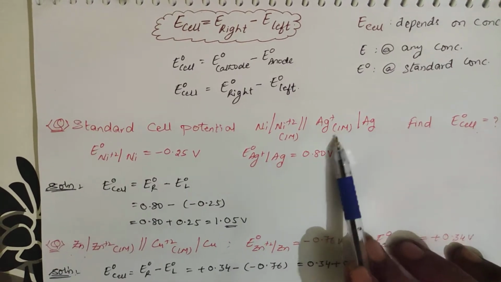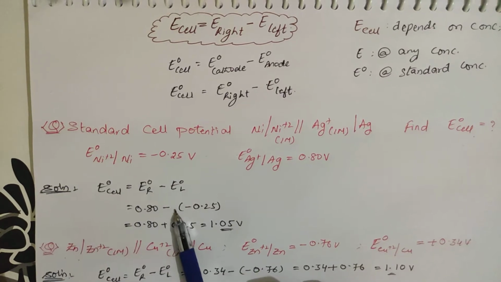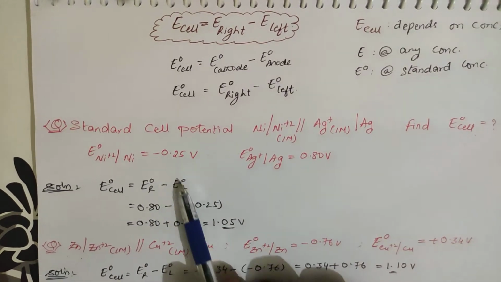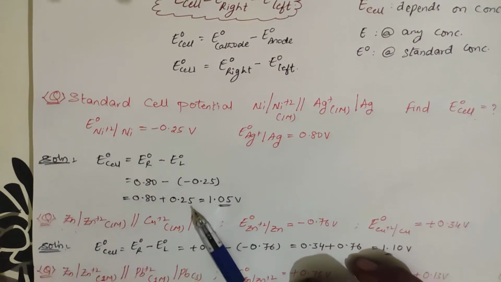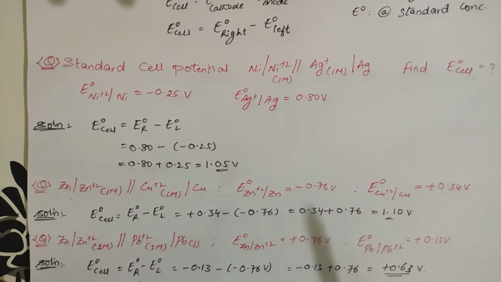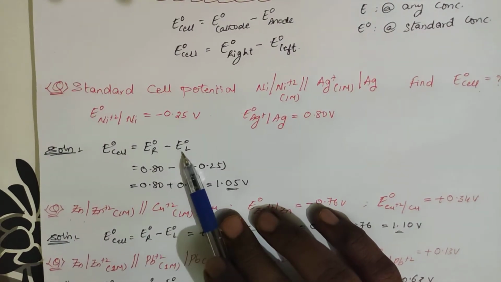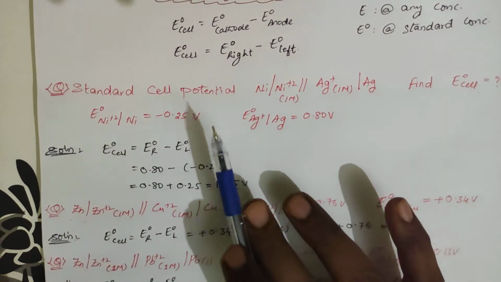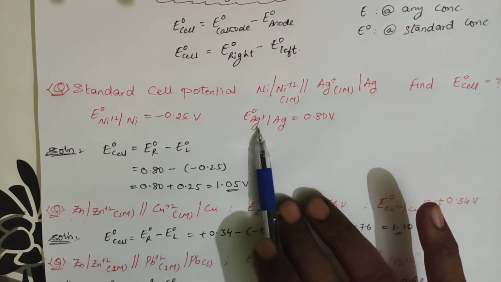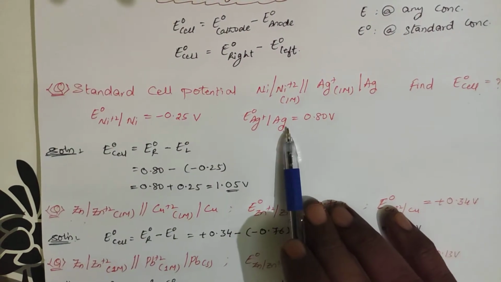What is the right one? So E right minus E left. So E right is 0.80 minus E left. E left is minus 0.25. So it is minus minus 0.25. So that you will be getting the value of 1.05 volts. Clear? E right minus E left. If you want to use this formula, both should be in terms of reduction. See, this one is reduction, plus 2 to 0. Okay? Plus 2 to 0. So both are reduction values only.